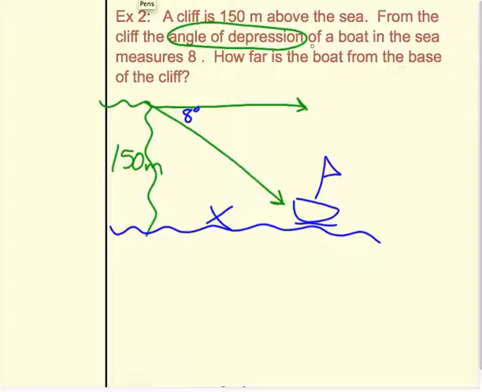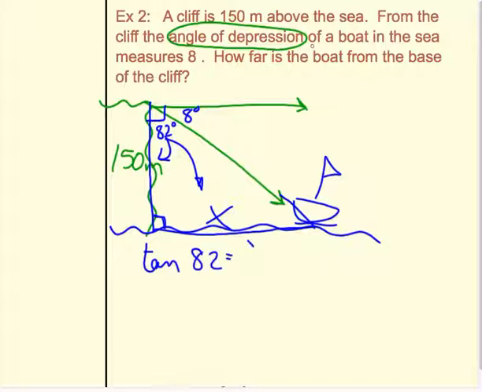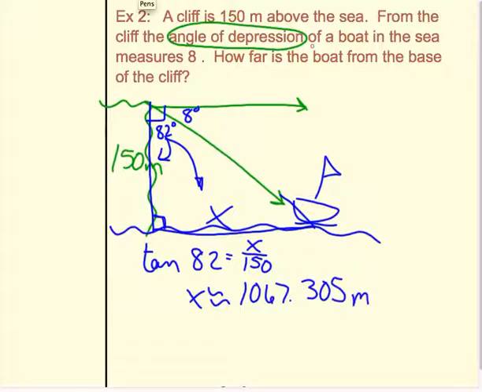What you can do instead is, these are complementary angles. So you can do 90 minus 8 and get this as 82 degrees. We have this 150 meter side. Here's another right angle the cliff forms with the sea. So we're looking for x. Again, we have opposite and adjacent, so we're going to use tangent of 82 equals x over 150. Multiplying both sides by 150, we get the boat is about 1,067.305, what were our units, meters away from the cliff.